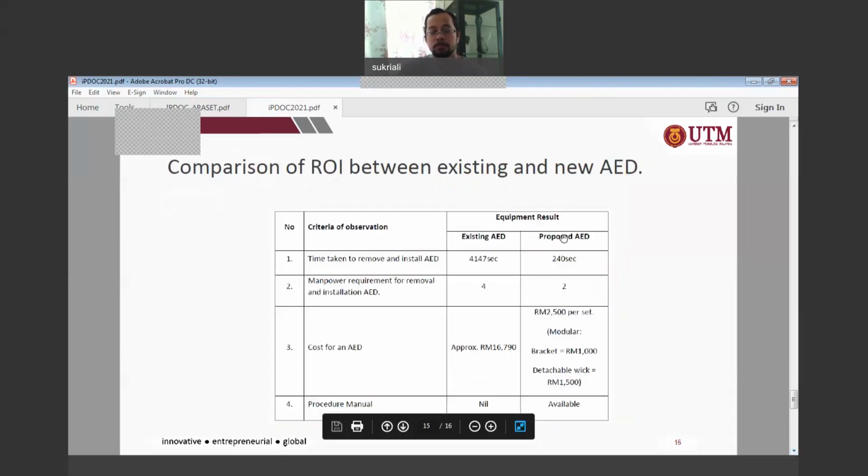When we compare the manpower and time, the new proposed AAD has reduced the manpower from 4 to 2, about half, and the time is only about 240 seconds, so less than 5 minutes. For the cost, currently we need about 16,000, and for this new design, only 2,500: 1,000 for the bracket and 1,500 for the detachable wick. So this is about one order of magnitude lower than the current AAD.